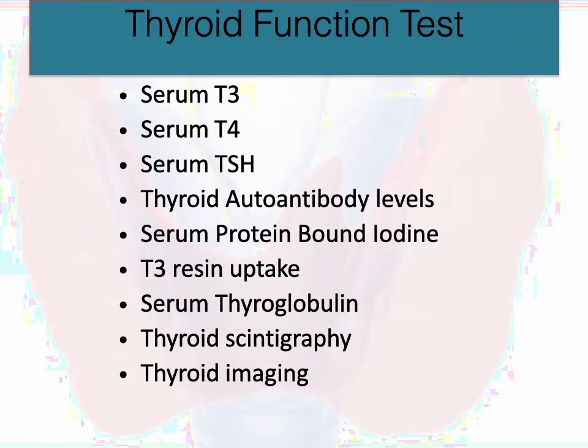Then there is serum thyroglobulin if you are suspecting some tumor. So we know the baseline, and then after removing, we know the level, and then we will monitor it. Whether it's increasing, that means the recurrence is there. And the thyroid scintigraphy and thyroid imaging. These are the important tests which we do in thyroid patients.